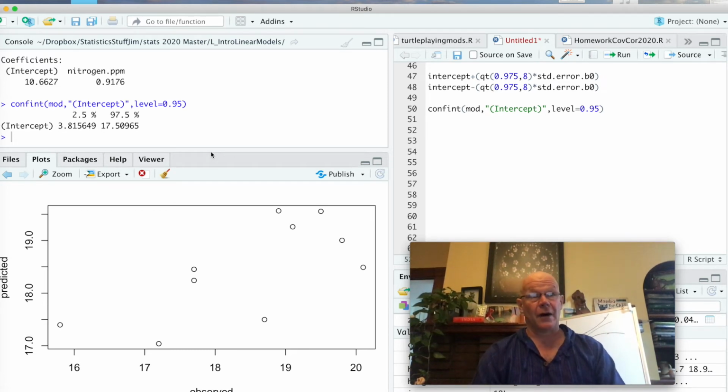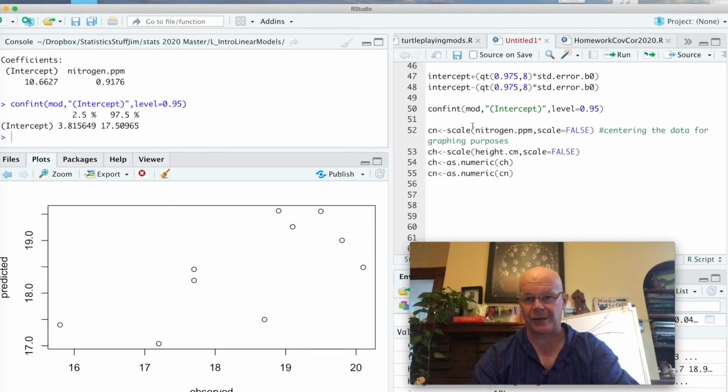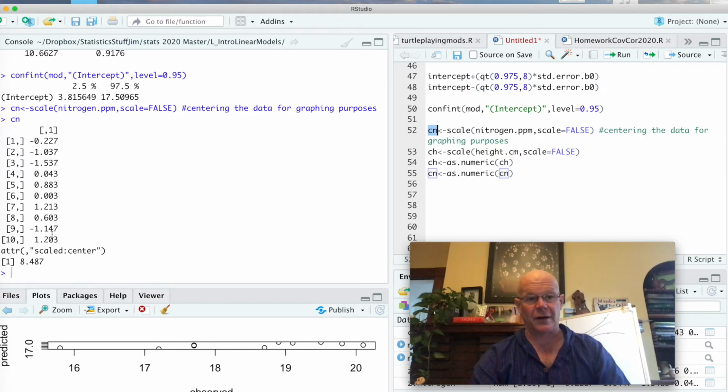But what am I going to do? So I'm going to center my data. I'm going to center the nitrogen data, and I'm going to center the height data. And I'm going to do that just for graphical plotting purposes. So I'm going to use the scale function, but I'm going to say scale equals false. So basically, here's all the nitrogen data, but that nitrogen data is centered around the mean. I have not divided it by the standard deviation because I said scale equals false. So all I've done is center everything around the mean. And so this first observation is 0.227 parts per million less than the mean of my entire sample.